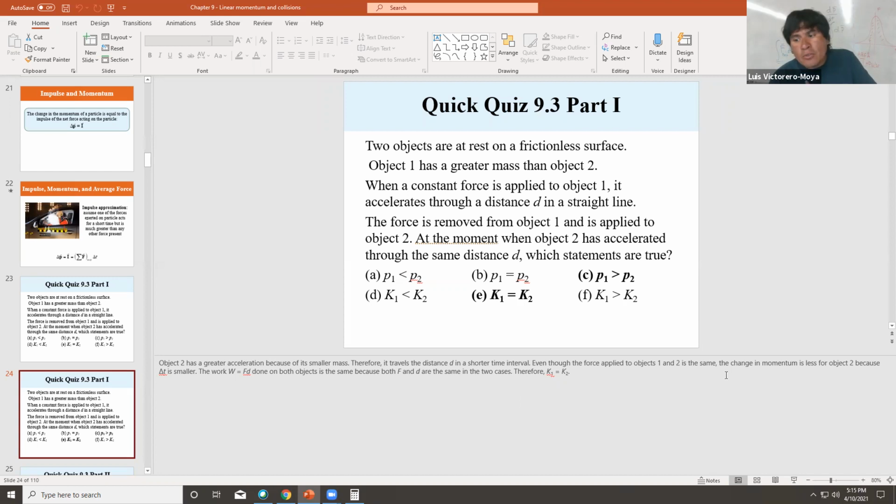The change in momentum is less for object 2. Yes, because force is equal to the change of momentum, and momentum is mass times velocity, right? Since the mass is constant, and the change in velocity of 2 is greater, then you will have a greater momentum on 1. All right, that can be a bit tricky. You may want to give some numbers to understand this.